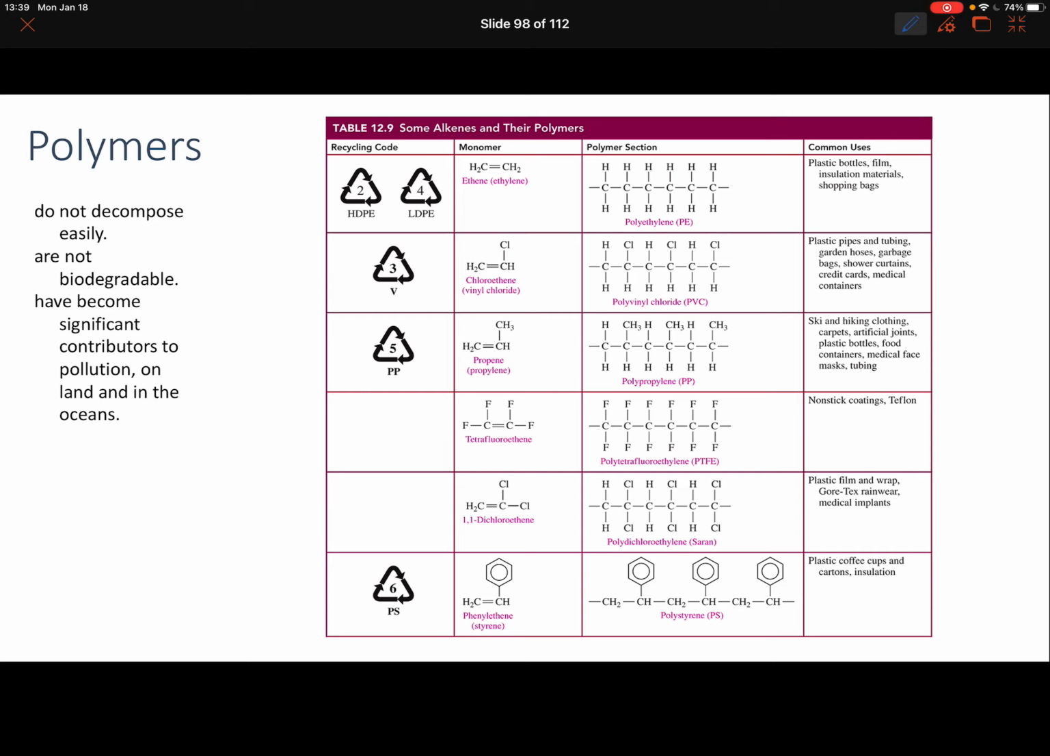Each type of polymer used has its own identifying recycle symbol, a little arrow. Like number 5 or the letters PP inside of the triangle actually indicate polypropylene plastic. They're all used for different things. Polyvinyl chloride, right? So vinyl chloride, used in sprinkler pipes, and there's all kinds of stuff that PVC is used for. Polypropylene is used in ski and hiking clothes, carpet, plastic bottles, medical face masks, tubing. Polytetrafluoroethylene is Teflon.